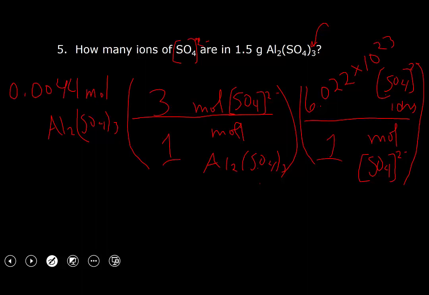Multiply and divide this. Well, we don't have to divide by 1. So 0.0044 times 3 times 6.022 times 10 to the 23rd, and that equals 7.9, because we need 2 significant digits, times 10 to the 21 ions of SO4, or SO4 sulfate ions.